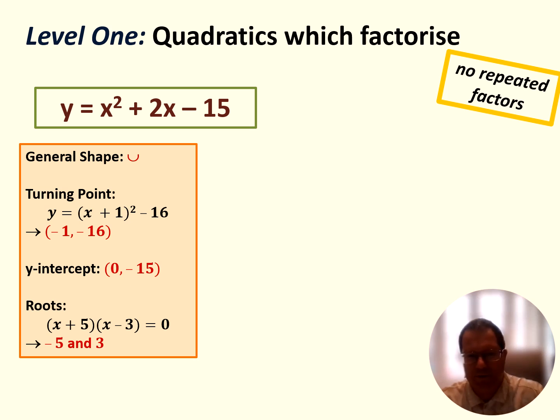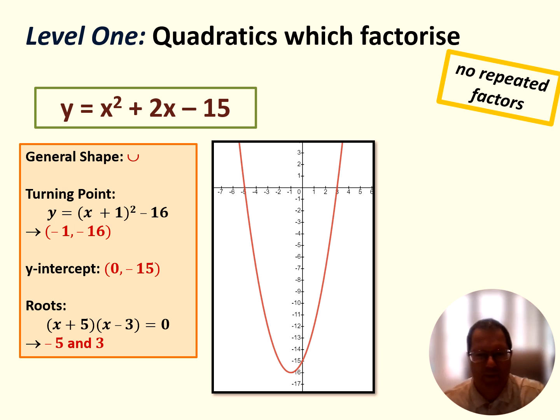So we're going to start with level 1, quadratics which factorise without any repeated factors. So for y equals x squared plus 2x minus 15, it's a positive quadratic. If we complete the square, the turning point is at -1, -16. It crosses the y-axis when x is 0 at -15. And if we factorise it, the roots are -5 and 3.